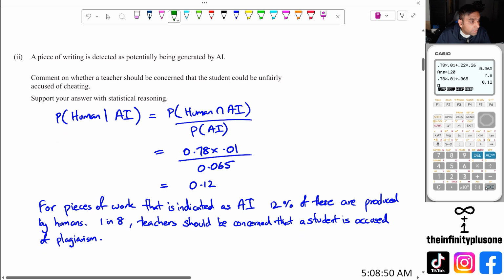Grades wise, we are looking at correct conditional probability is achieved. So that part right there is going to be worth an achieved. And correct conditional probability and comment, and a comment is going to be merit. Double checking everything. Yep, that's pretty much it for question 2. We now go to the next part of this question.